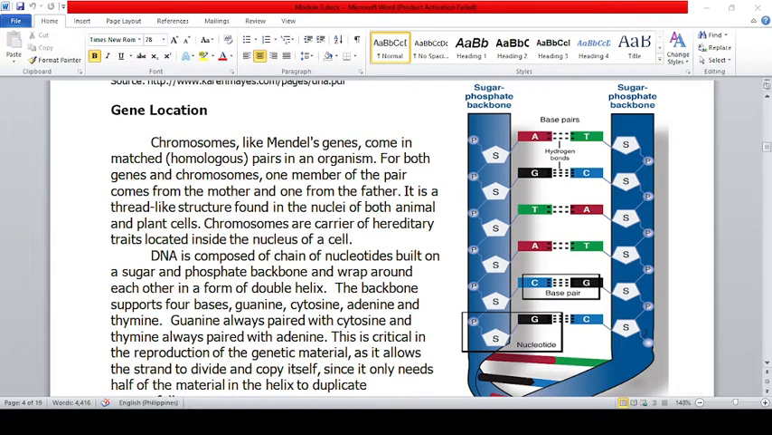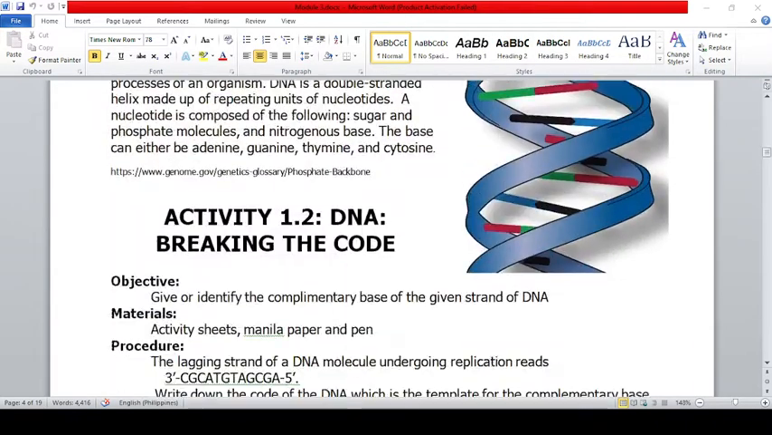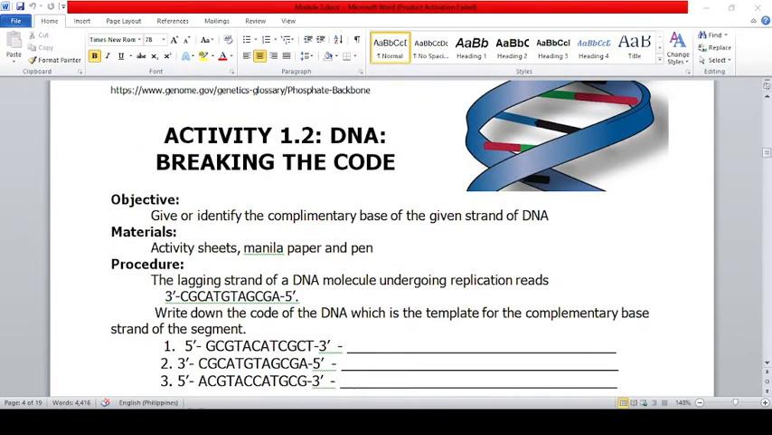So we have AT, CG, or TA, GC. So palit-palitan lang yan siya. So for example, in your activity 1.2, nakikita nyo dyan, DNA, Breaking the Code. We have the lagging strand of the DNA molecule undergoing replication, which reads CG, CGCAT, GTA, GCGA. So the question here: write the code of the DNA which is the template for the complementary base strand of the segment.